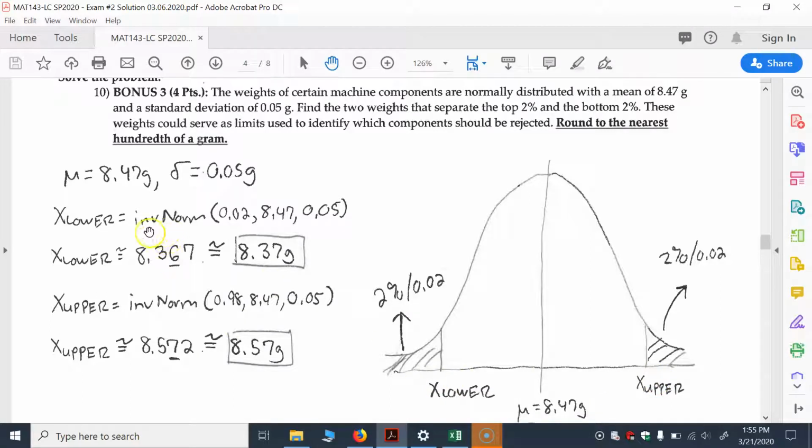For the lower value, the cumulative area from left to right is 0.02. And then I put in the mean and standard deviation, we get 8.37. But for the upper value, this cumulative area here is 98% or 0.98. So then I'll put 0.98 into inverse norm, and then there's the mean and standard deviation. And we get the upper value of 8.57.